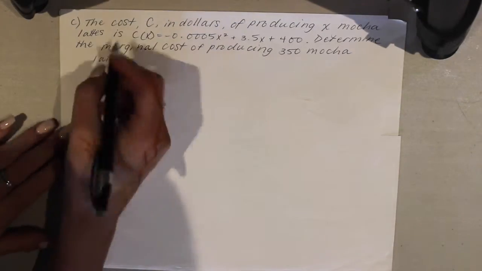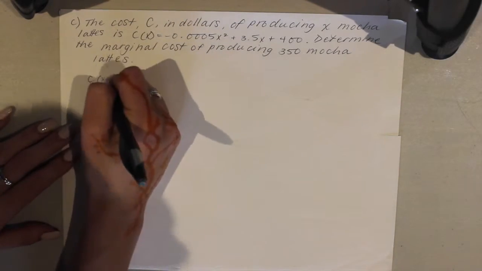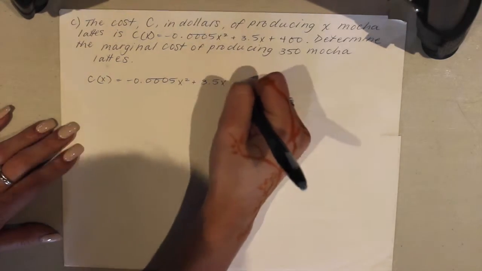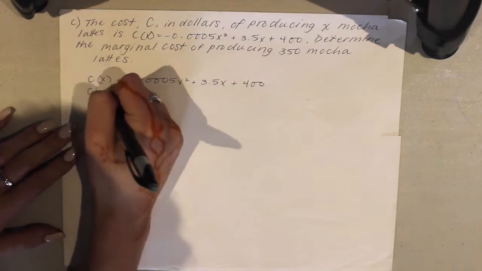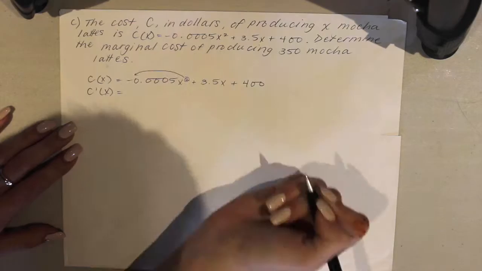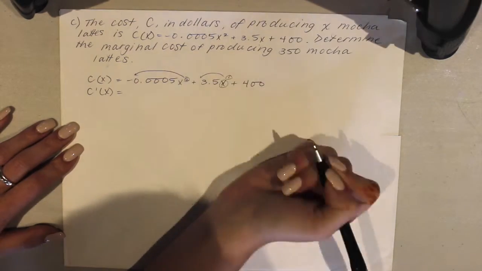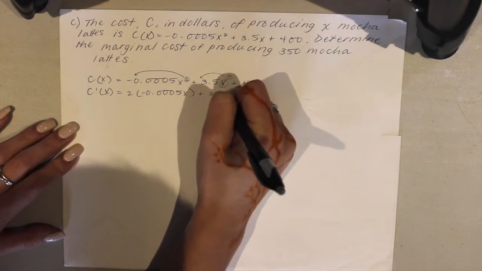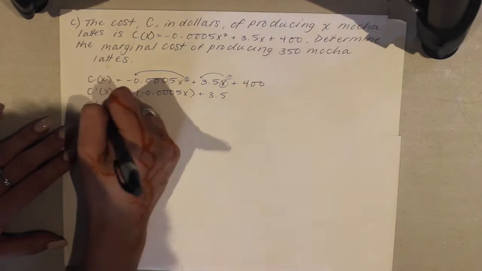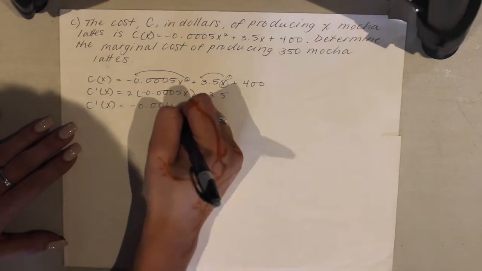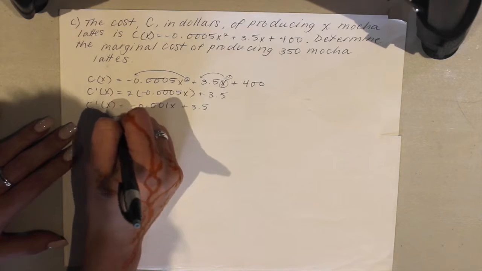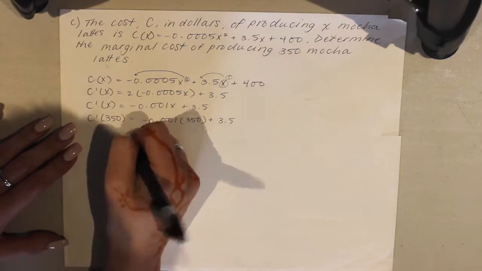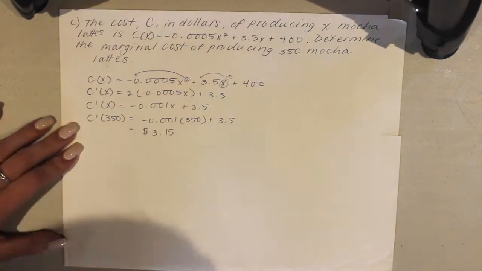In terms of solving this question, it's very similar to Part B in terms of you just find the derivative, plug in a number, and get your answer. So you just have to find the derivative of your C of x. So you bring down that 2, multiply the negative 0.005. Another way you can think about it is taking down that 1 from your x and going down an exponent, so it's 0, so it's just 3.5, the x is gone. 400 disappears. You plug in 350 into the equation once you've simplified, and you get an answer of 3.15, which shows that when the production is 350 mocha lattes per week, the marginal cost is 3.15.